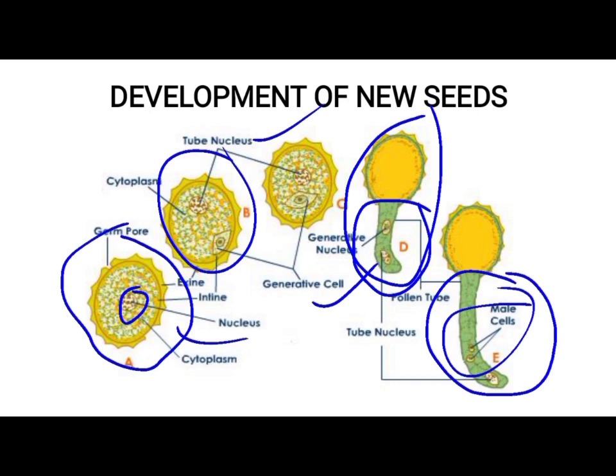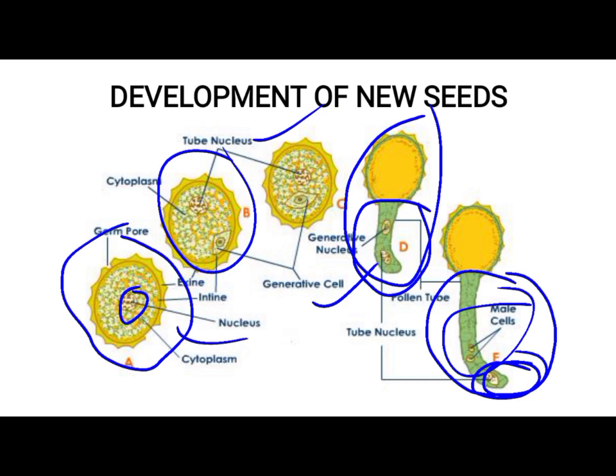The pollen tube will then grow into the ovule through the micropyle, and then the end of the pollen tube will burst. This is the end of the pollen tube. This is the end. It will burst. So when it bursts, one of the male nuclei will fuse with the ovum to form the zygote.